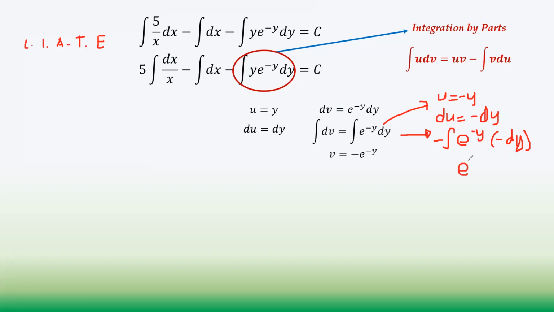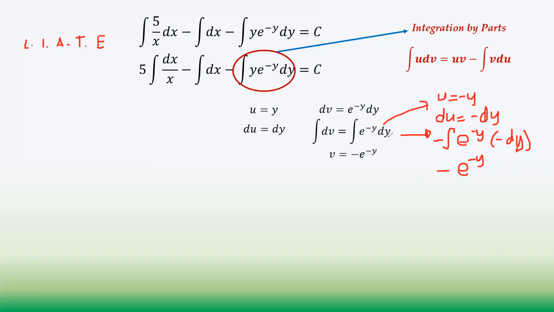So, meron kang e raised to negative y. Kaso negative sa harap. So, negative, e raised to negative y. So, yun ang kanyang integral. Yun ang ating v. Again, lagi, ganun lagi, hanapin nyo muna u pag integration. Kasi ang formula mo sa exponential is e raised to u du.